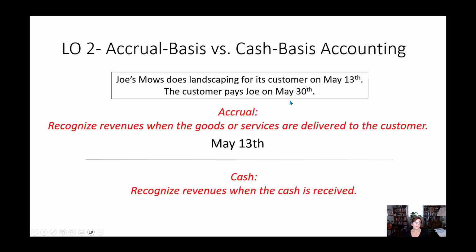Now, the customer doesn't pay Joe until May 30th. So the cash basis accounting says recognize revenue when the cash is received. So cash basis says you can't recognize revenue until May 30th when you get paid, right? Remember that if you were recording this with debits and credits, if he did the landscaping and he didn't get paid, he would be recording a receivable right here on the 13th. And then on the 30th, he would be recording the collection of the receivable.